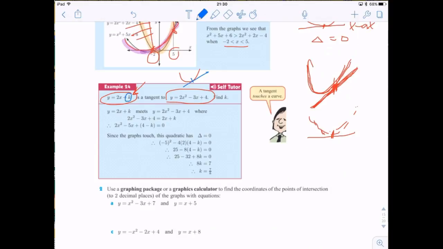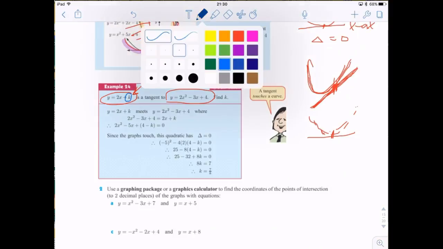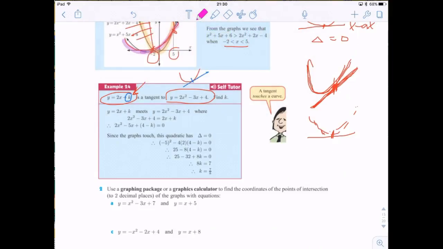So what we're going to do is, we're going to take the red parabola, subtract the blue line, and then we're going to get a new parabola, an entirely new parabola equation. And then we're going to see when does that parabola have a discriminant of 0. What does k have to be to make a discriminant of 0?